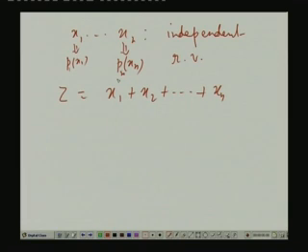My question is, given the probability densities of x1 to xn, what is the probability density of Z? First, the characteristic function of Z. What is the characteristic function of Z? Phi Z of some omega, sorry.